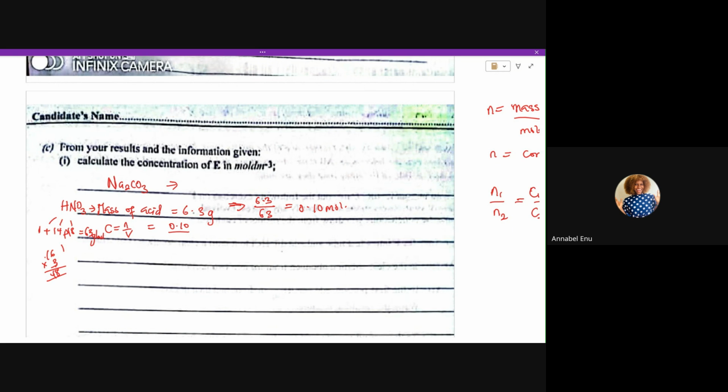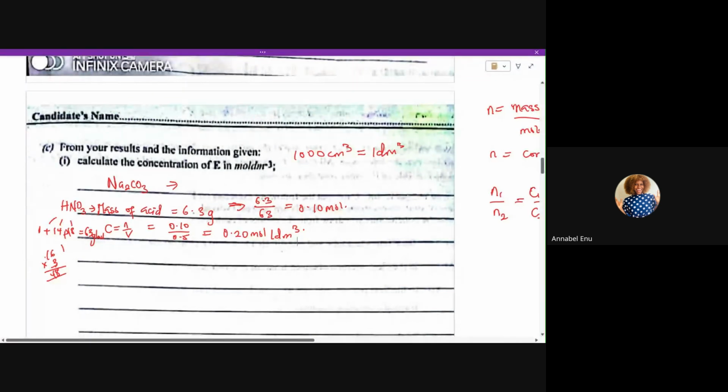So we have to be in uniformity with our units. So we'll be converting the 500 centimeters cube to dm cube. Remember I said 1000 centimeters cube is equal to 1 dm cube, or 1 liter. So when we are converting that 500, we have 0.5. So 0.1 divided by 0.5 gives 0.20 mole per dm cube. Now this is for our acid.